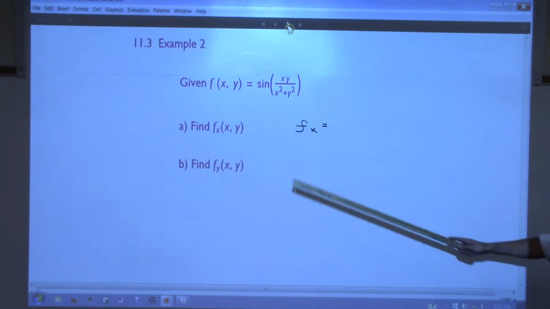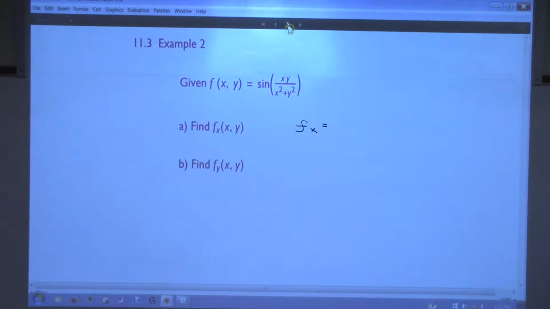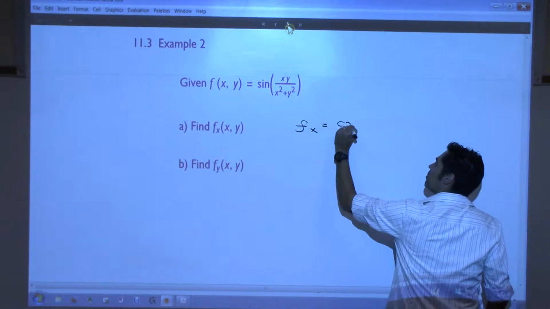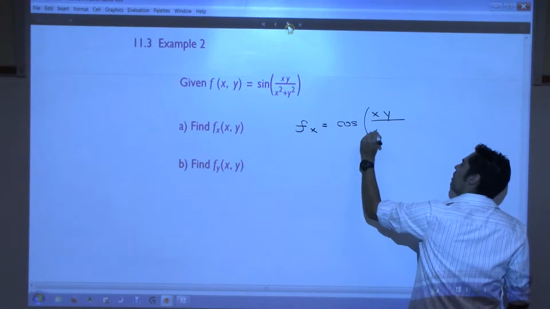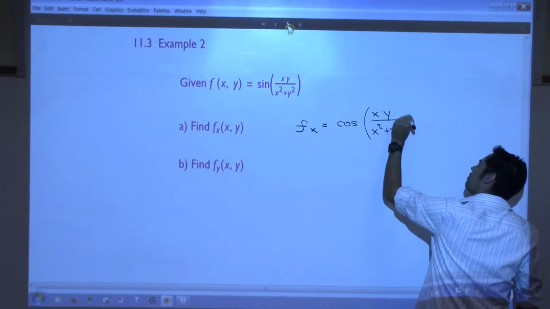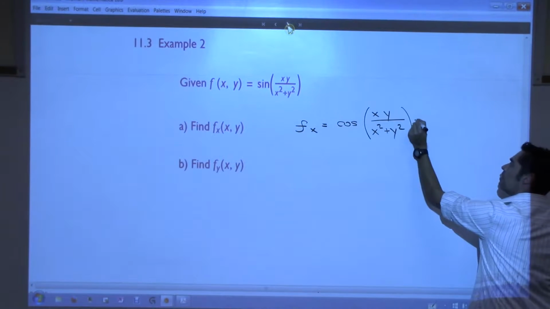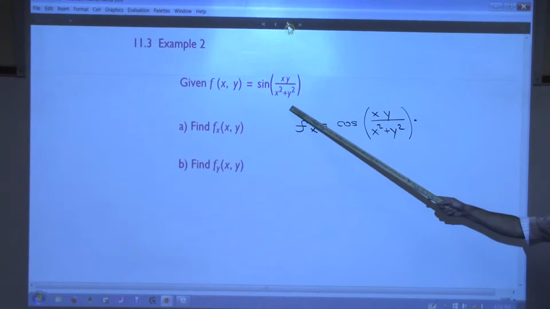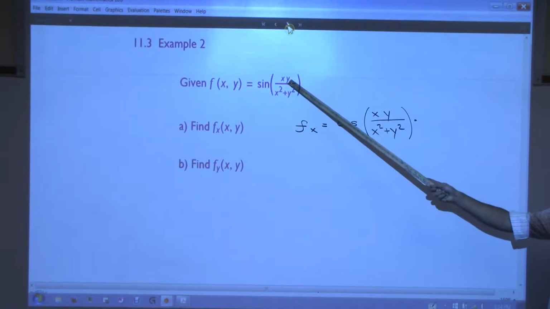First of all, we have sine of a bunch of junk, right? So we have to take care of that first. What's the derivative of sine of something? Cosine. So I have to start by writing cosine of the argument, xy over x squared plus y squared. Okay, that's chain rule, right? Now times the derivative of what's in here. But remember, y is a constant, right?